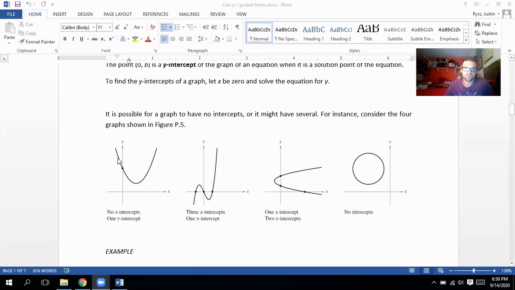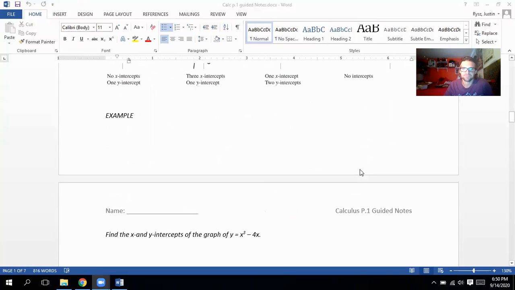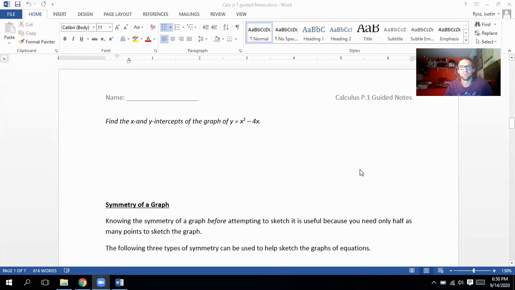So like this function here has just one y-intercept, but it never crosses the x-axis, so it has no x-intercepts. This function here has 3 x-intercepts. It crosses the x-axis 1, 2, 3 times, and also crosses the y-axis right here at 0. So you can have multiple x's and multiple y's, and you can actually have none of each. So if we go through this example here, find the x and y intercepts of y equals x cubed minus 4x. We're going to go ahead and make a little table here, and let's begin this.